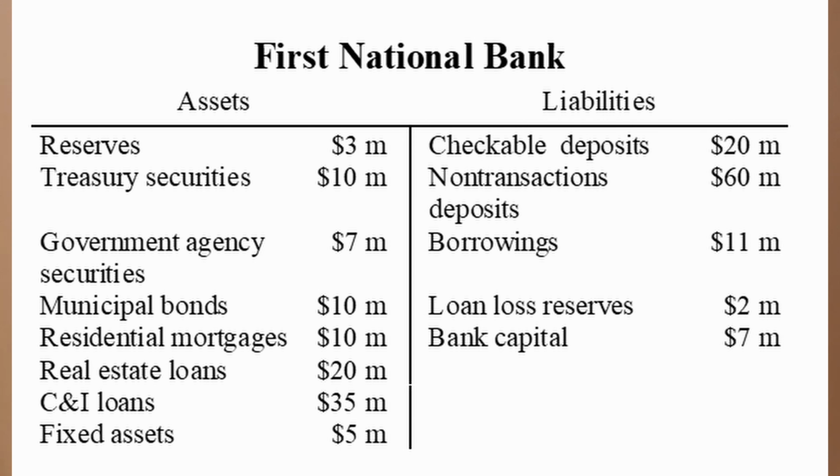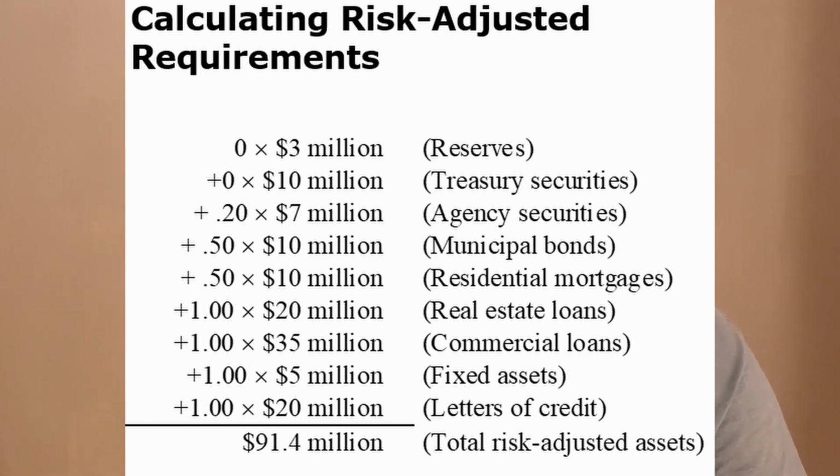For this example, we're going to use First National Bank, which is an example of a bank, not necessarily a real one. You can see reserves of 3 million, treasury securities of 10 million, government agency securities, and everything else. You can see the figures on the asset side, and checkable deposits and non-transactional deposits, those are liabilities. We don't really focus on liabilities right now, we just focus on the assets. So that's a basic example of a bank's balance sheet.